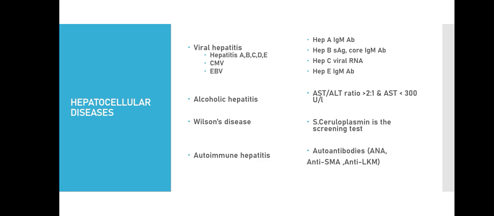Here the AST level is decreased due to the pyridoxal phosphate deficiency in alcoholism. AST level is usually less than 300 international unit per liter. Wilson's disease, serum ceruloplasmin is the screening test, and 24-hour copper excretion test is the diagnostic test. Autoimmune hepatitis, autoantibodies including anti-nuclear antibody, anti-smooth muscle antigen antibody, anti-liver kidney microsomal antibody can be seen.